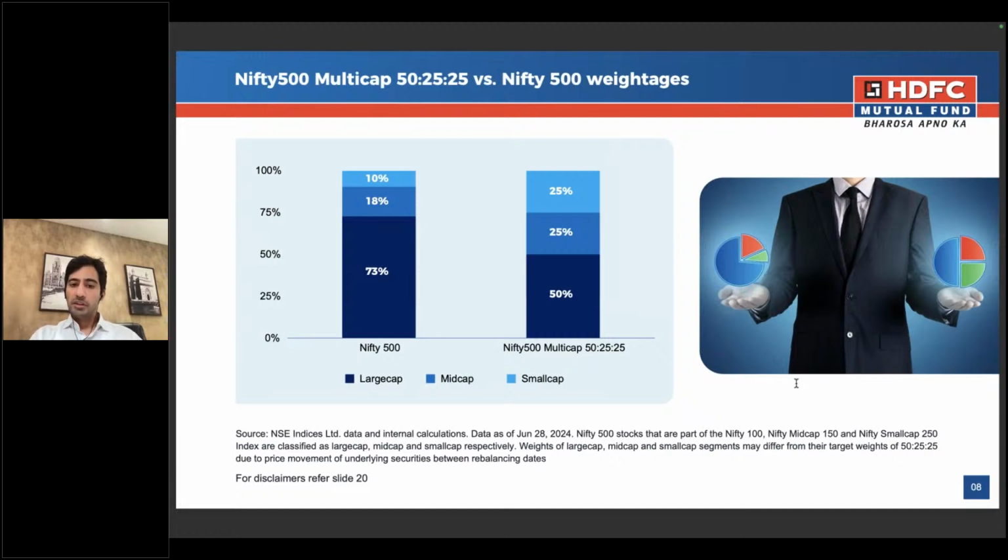So this is basically for investors who say कि I want exposure to the India story, the India growth story, but I also believe in the growth potential of mid and small. This could be a very suitable product for them, because यहाँ पे आपको आपका mid and small का weight ज्यादा है, large cap का weight कम है.